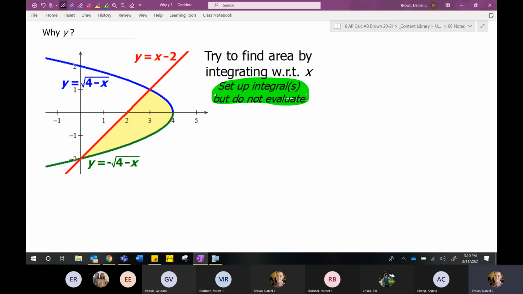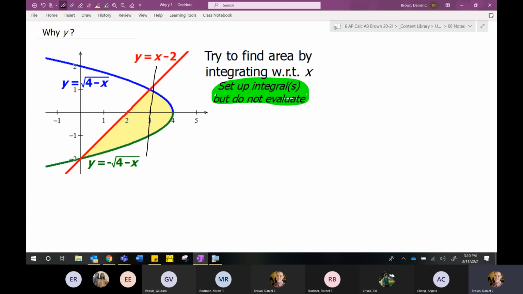That top function is not consistent. So you're looking at it from left to right. In this first part of the region, the top function is the red one and the bottom one is the green. Right here at 3, you can see it flips. The top function is now the blue one, and the bottom one is now the green.